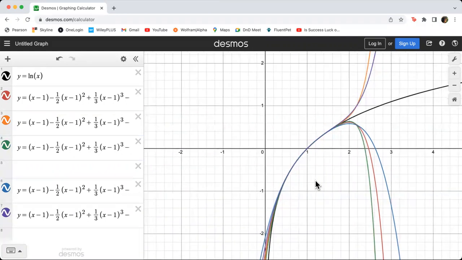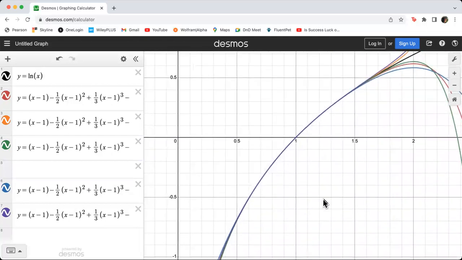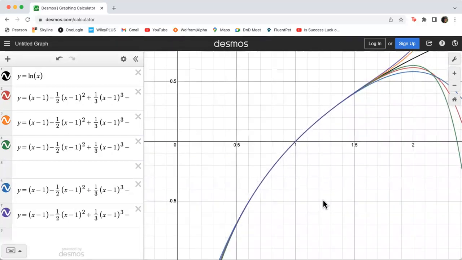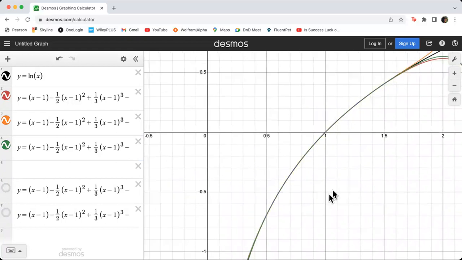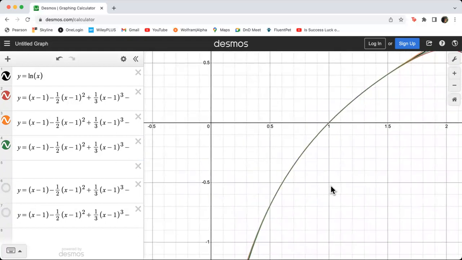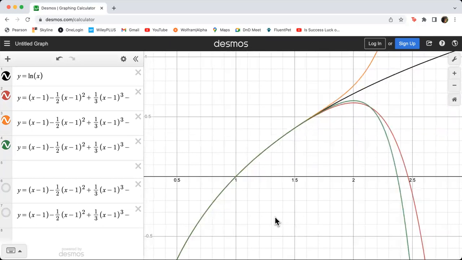So before, between 0.4 and 1.4, things were really close. But now, if I turn off some of these lower degree ones, we're getting a better approximation over a wider interval. And that's how Taylor polynomials and the Taylor series work. We get a better approximation over a wider interval subject to the interval of convergence. Because after 2, this power series doesn't converge anymore.